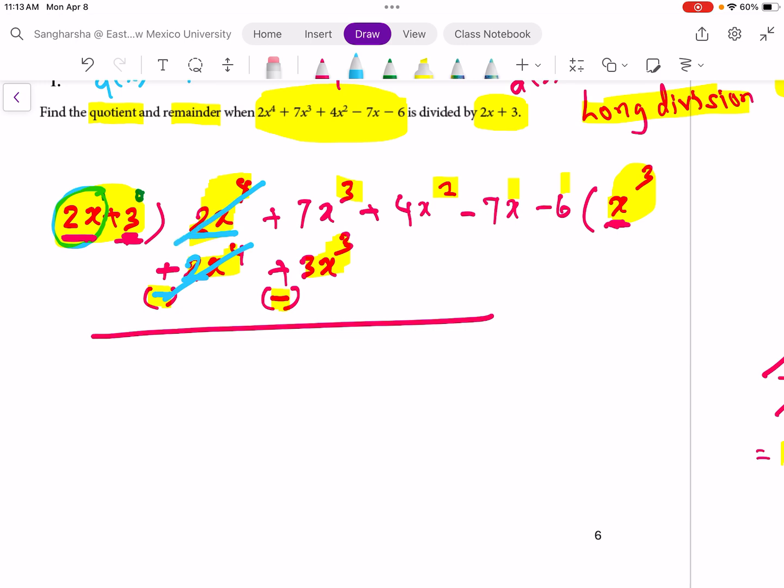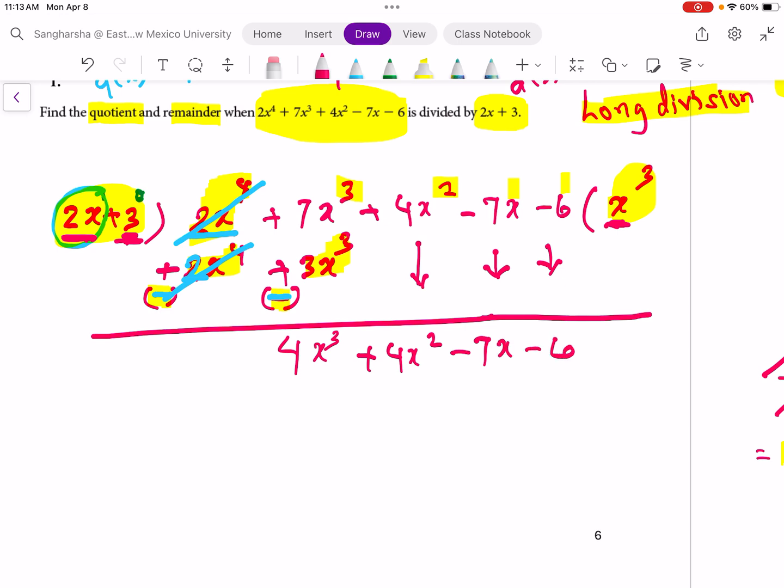We have 7x cube negative 3x cube, and this is equal to 4x cube. Now we drop the remaining terms. So let's drop the remaining terms. So we have positive 4x squared, negative 7x, negative 6.